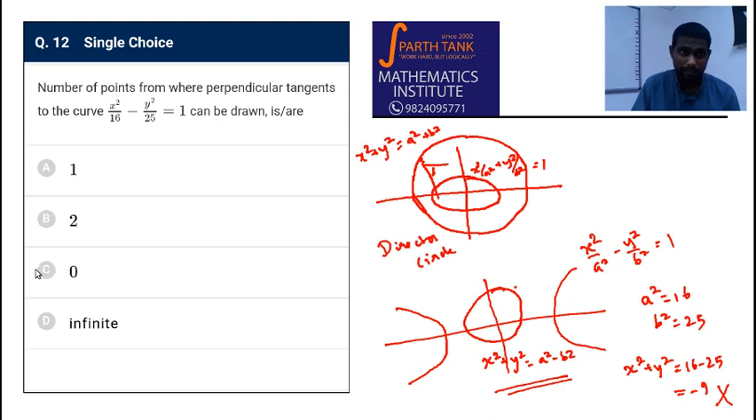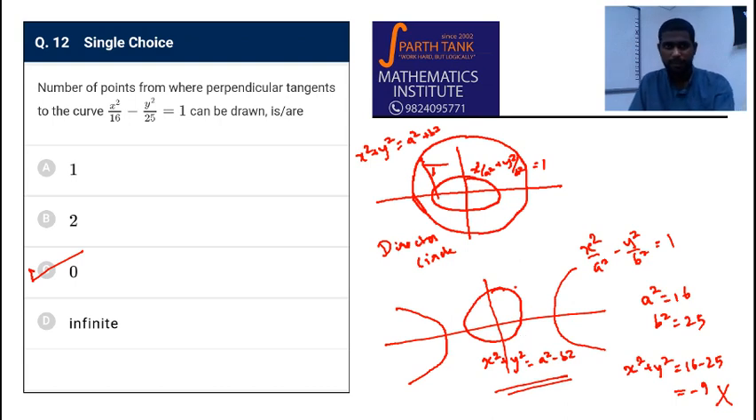So the answer is actually C, 0. There are no such perpendicular tangents from any external point here. If you find, however, that this is a positive number, then this circle exists, and therefore there are infinite points from which you can have perpendicular tangents on the hyperbola.